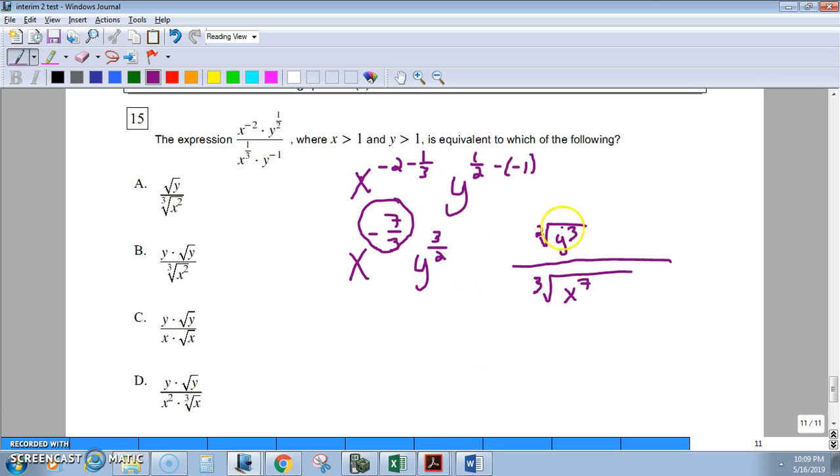Okay, but we can reduce those more. The square root of y cubed, remember for every 2 y's I can take one out, so that actually becomes just y square root y over, and here I can take 2 x's out of that cubed root, so I get x squared times the cubed root of just x, right? Is that an answer? Oh, it is. D. Yay.